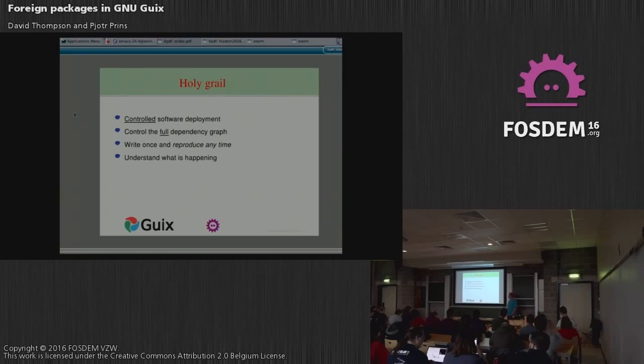So the holy grail is that you write a piece of software once with all its dependencies, and you can reproduce it at any time, on somebody else's machine, in exactly the environment that I'm using to run this software myself. It's a holy grail. How many of you are developing software? Right, so you know about this problem. The other thing which is really important is that I want to understand what is happening, even on my system.